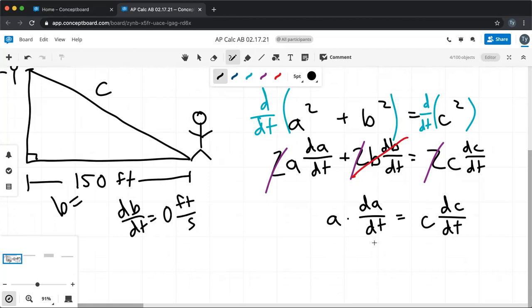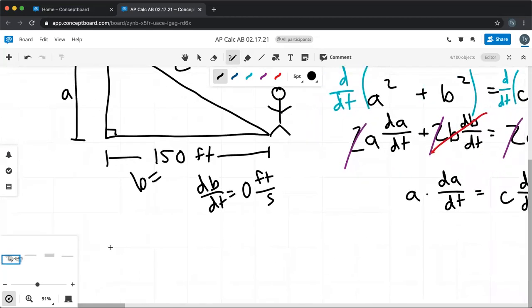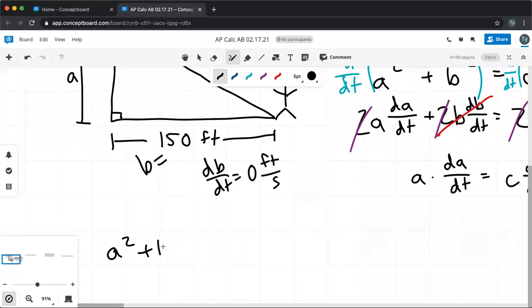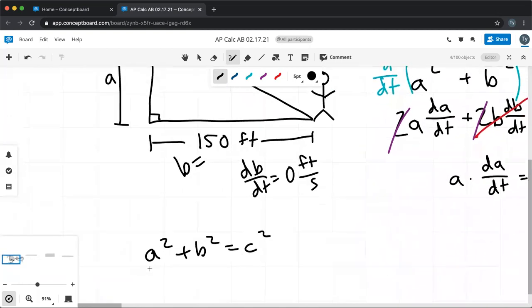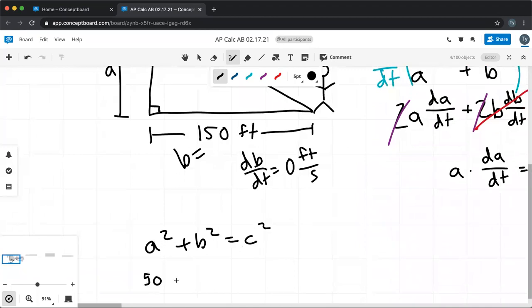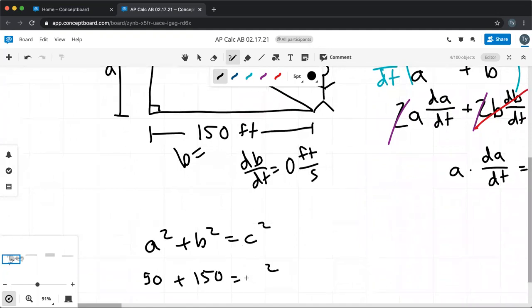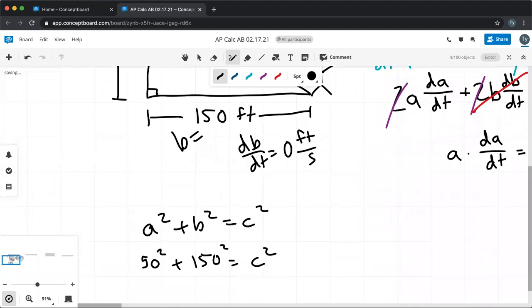But we have a problem here. We don't know what C is. Well, we can find out what C is by using that Pythagorean theorem before we differentiate it. So here I have A squared plus B squared equals C squared. We care about this when the balloon is 50 feet high, so we're going to let A be 50 feet. B is never going to change, so it's 150. And C is what we're trying to find. And I forgot my squares here.